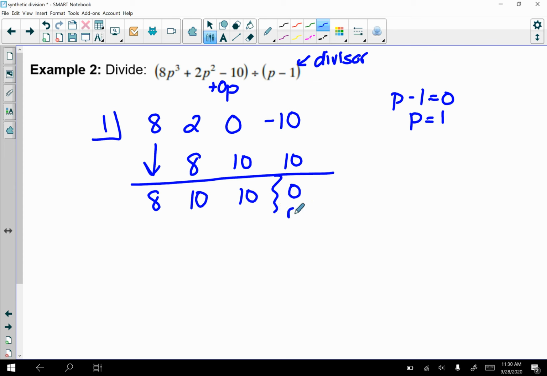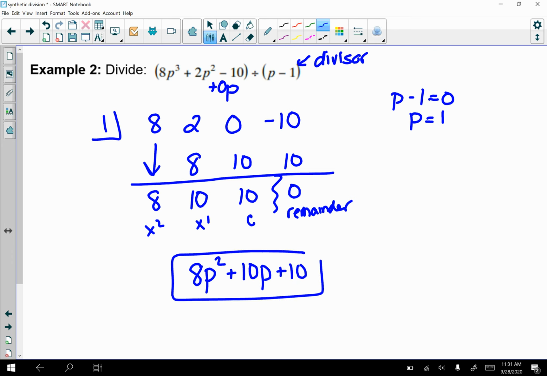Remember, this number is my remainder. So I have no remainder. Constant, x to the first, x to the second. In this case, they're not x's, they're p's. But my final answer is going to be 8p squared plus 10p plus 10. Let's do one more example for the video.